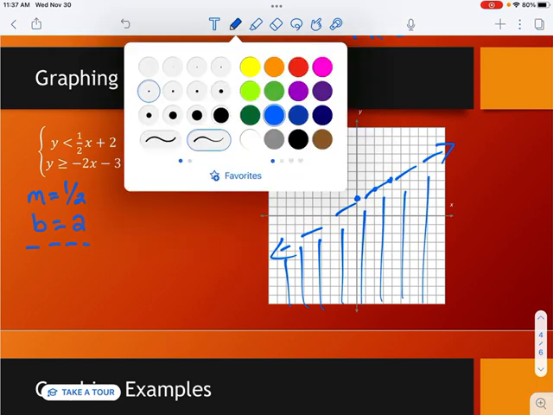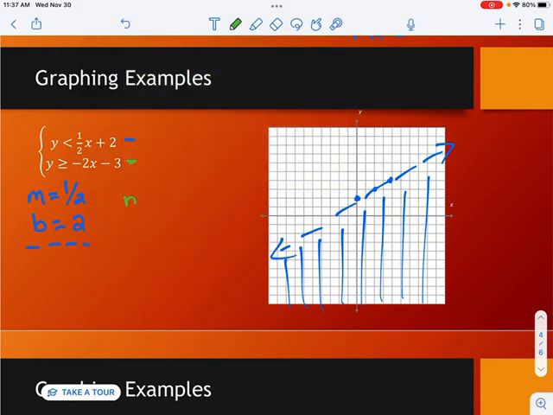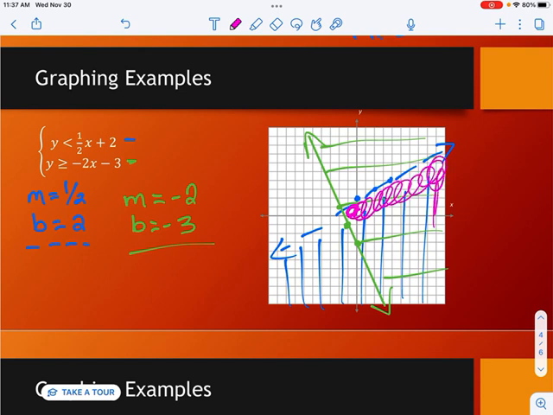Then I'm going to come back and graph the second one. My slope on the second one is -2, my y-intercept is -3, and that one is a solid line. So I come down 1, 2, 3, I put my dot, I go up 1 left, up 1 left. This one is a solid line. And this one says y is greater than that, which would be the above side. So my solution would be all of this space here where those two shadings overlap.